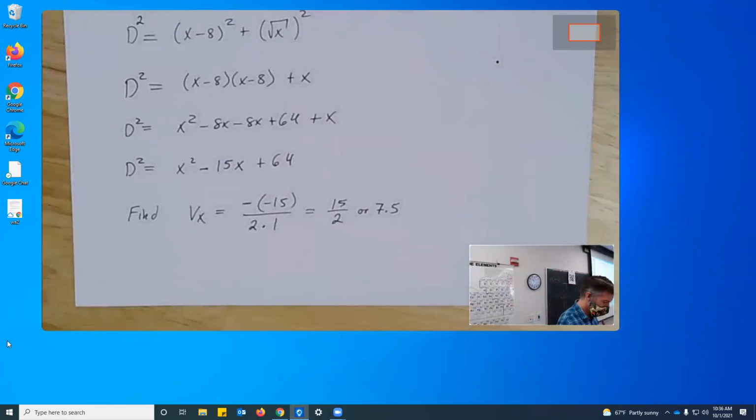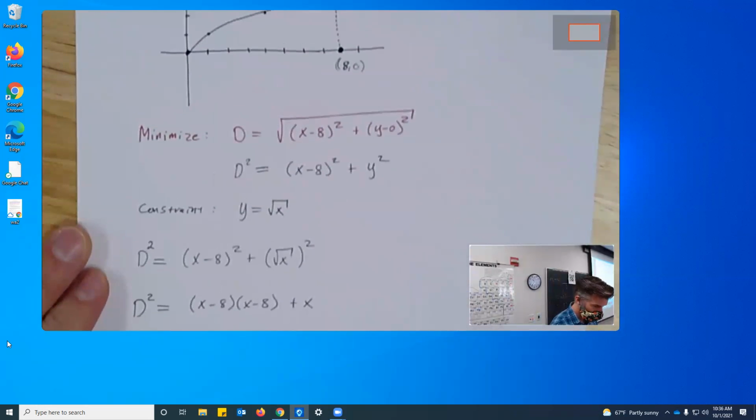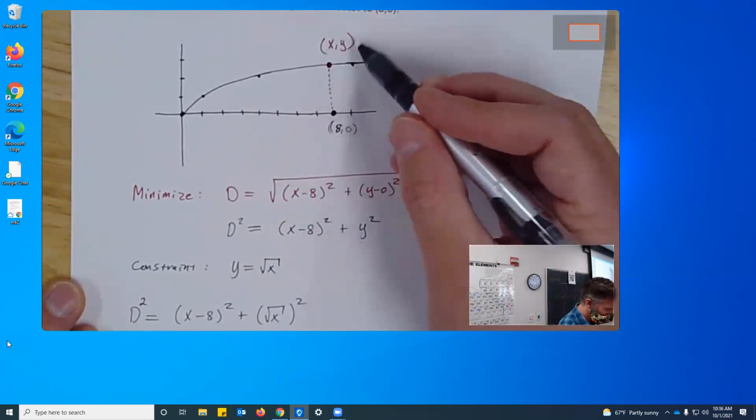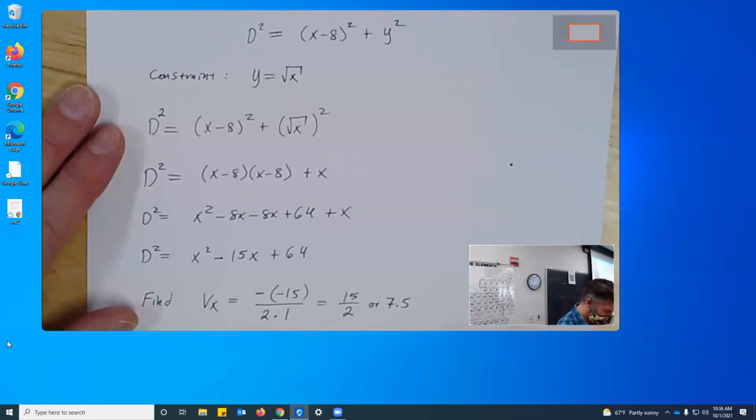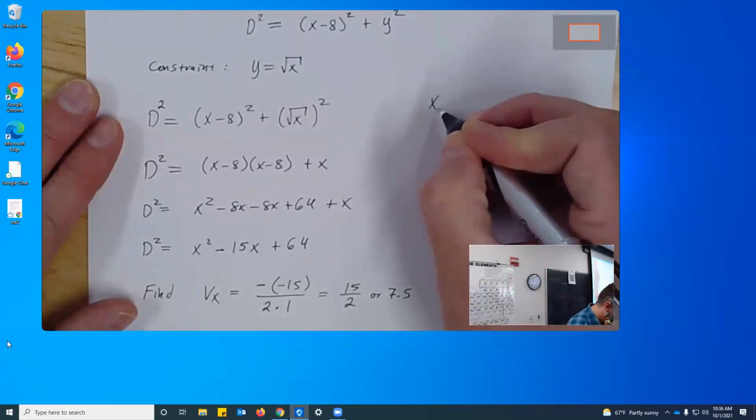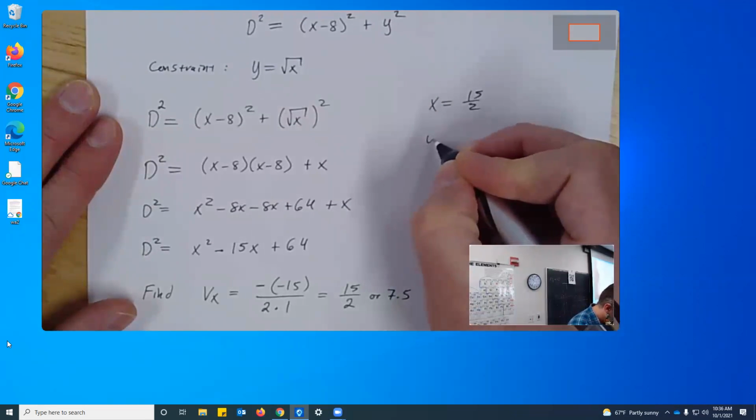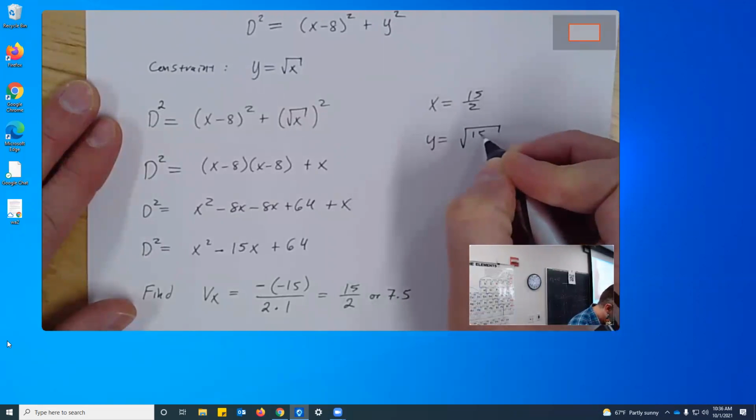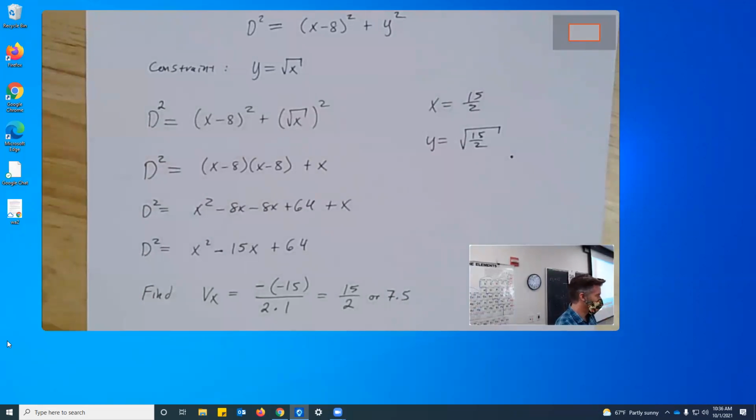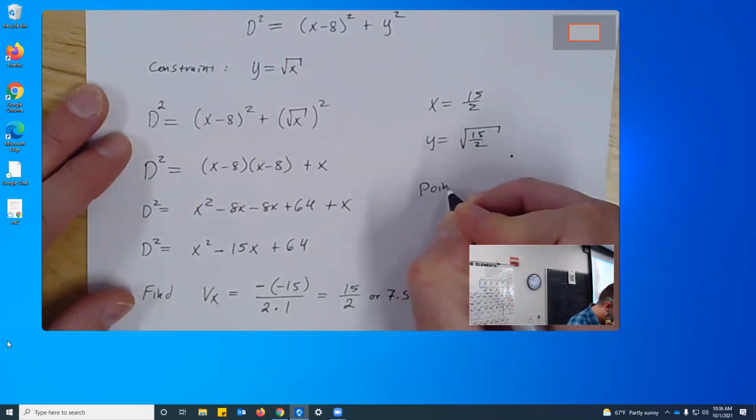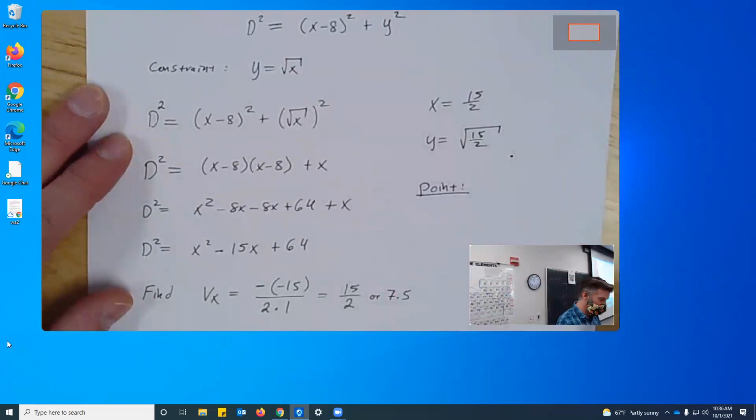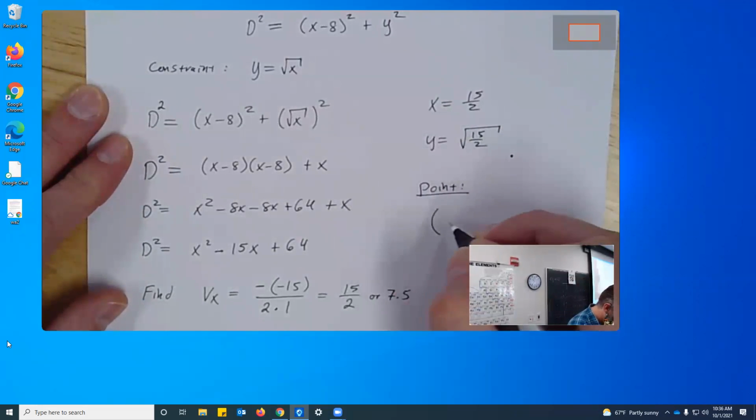So then, to find the y coordinate of this point, well, y has to equal the square root of x. So we're just going to take our x value and say, okay, if x equals 15 halves, y has to be the square root of 15 halves, which doesn't really simplify at all. It just is what it is. So I would say that the point that I'm looking for that is closest to the point (8, 0) that's on y equals root x is 15 halves, comma, square root of 15 halves.